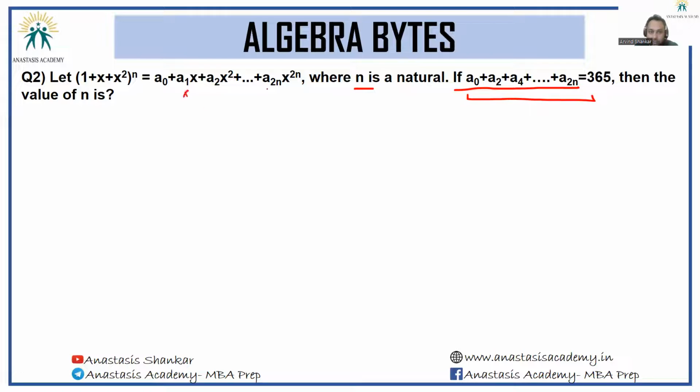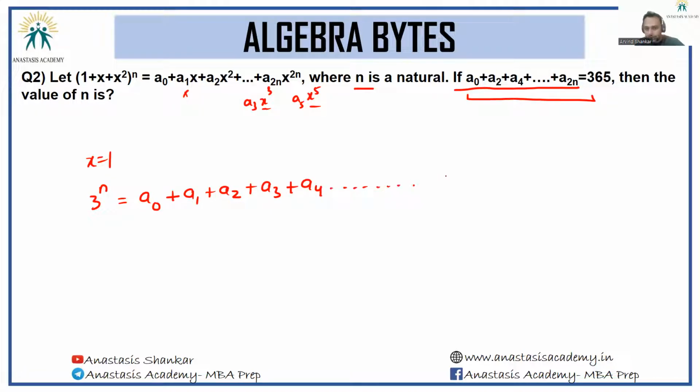So this term is cancelled and a3x raised to the power 3 is cancelled and a5x raised to the power 5 is cancelled. Basically, all odd powers of x have to cancel out. So how you can work that in your brain is, let us put x equal to 1. If x was equal to 1, can you see LHS will turn to 3 raised to the power n is equal to a0 plus a1 plus a2 plus a3 plus a4 blah blah blah.